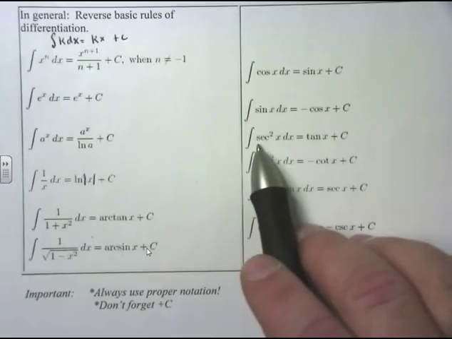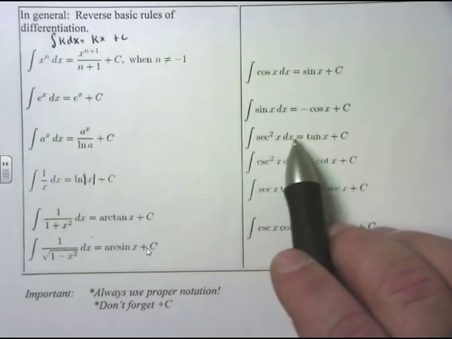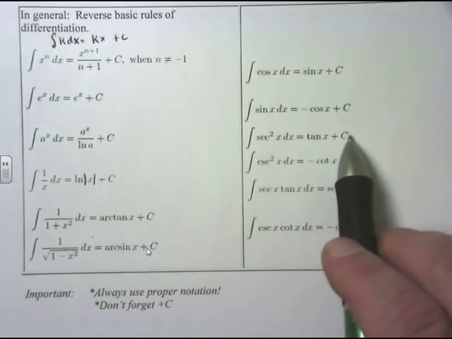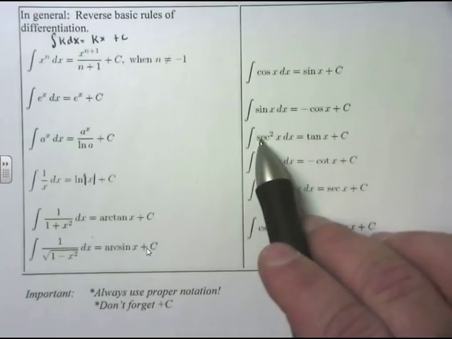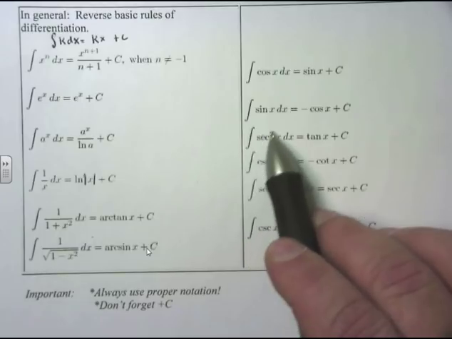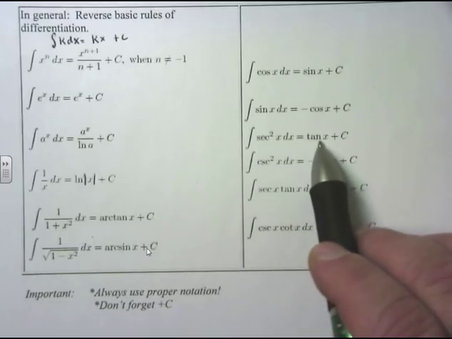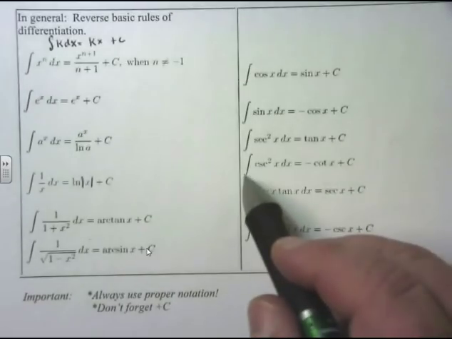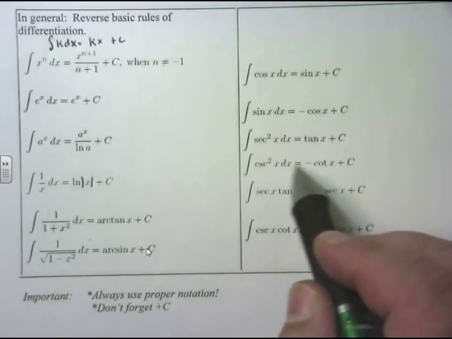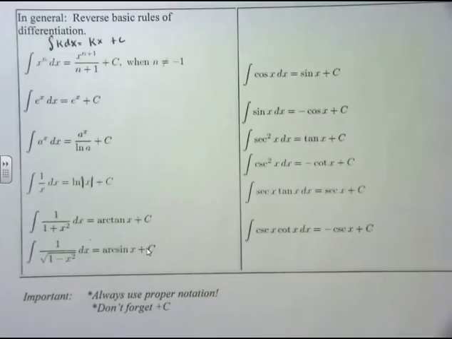The integral, or antiderivative, of secant squared of x dx is equal to the tangent of x plus c. And let's just remind ourselves, the derivative of tangent of x is secant squared of x. Therefore, the antiderivative, or integral, of secant squared of x dx is back to tangent of x plus c. The antiderivative, or integral, of cosecant squared of x dx is equal to negative cotangent of x plus c.